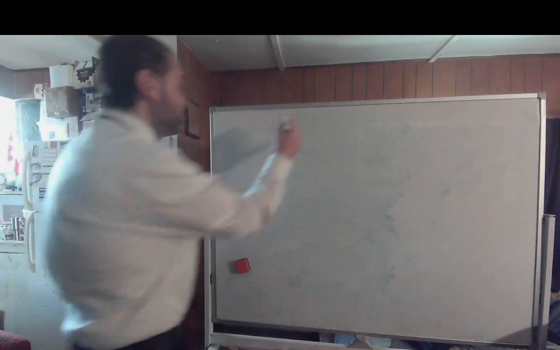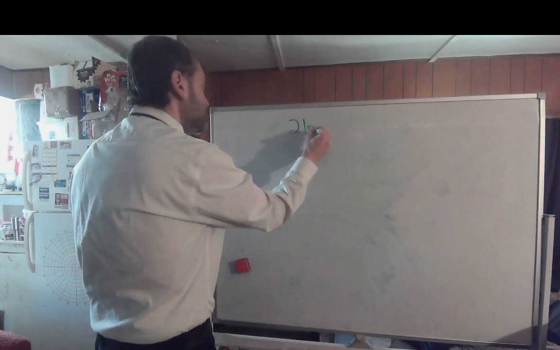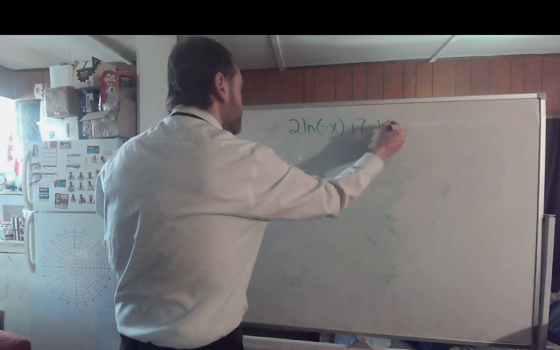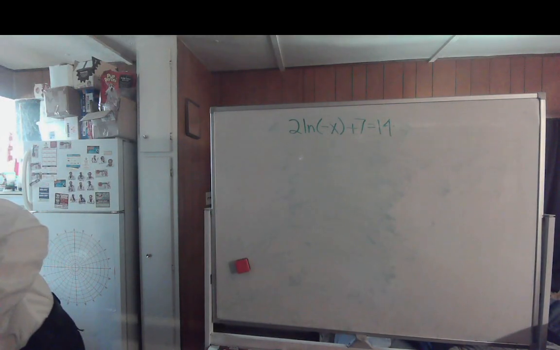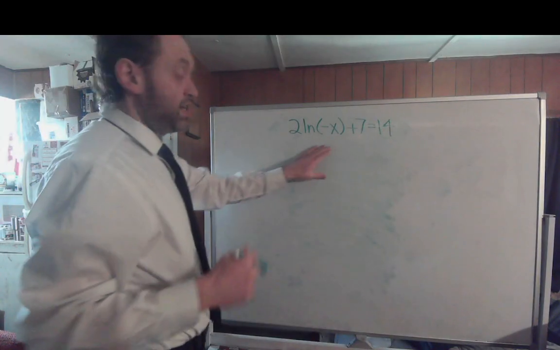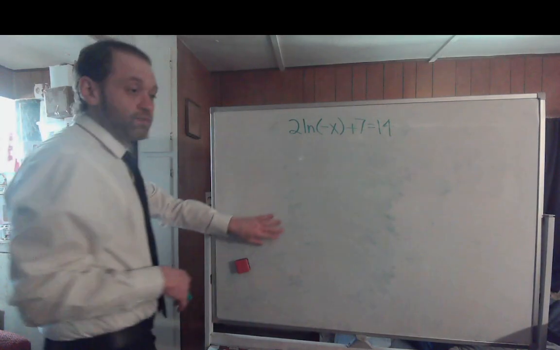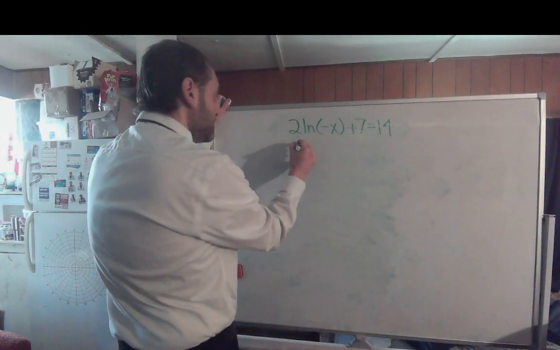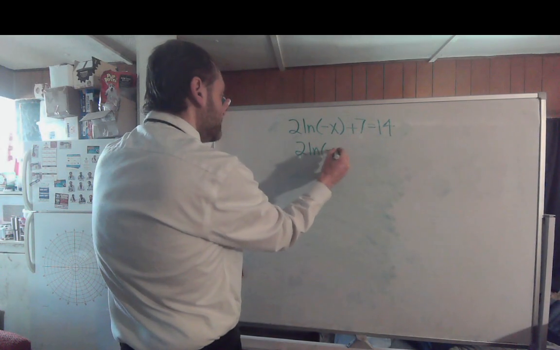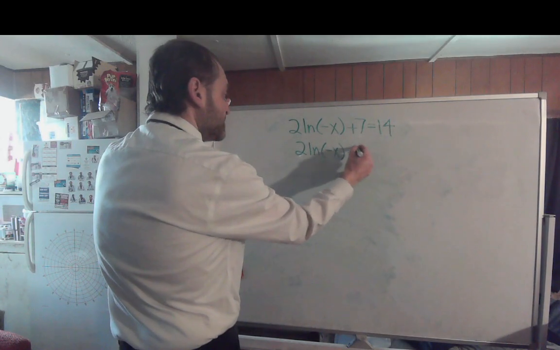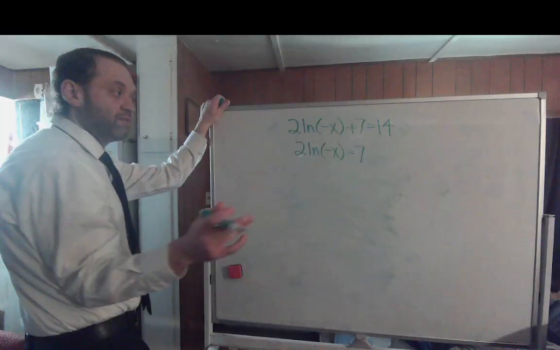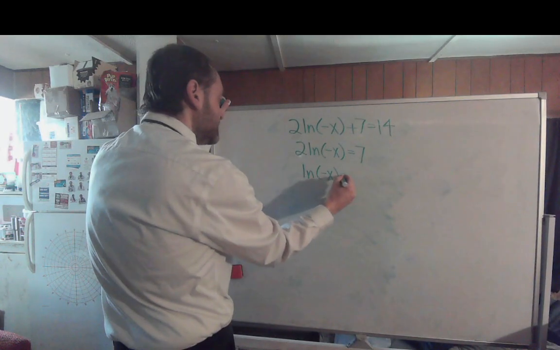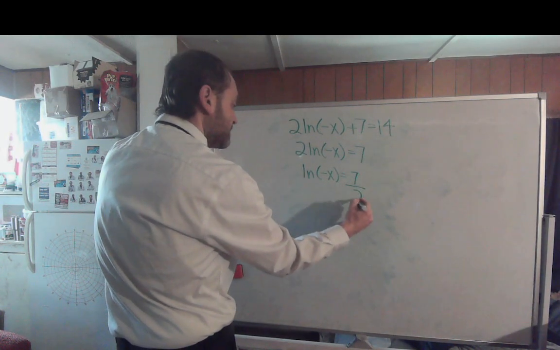Good one. So we have 2 times the natural log of -x plus 7 equals 14. Well, let's get 2 times the natural log of -x by itself. So 2 times the natural log of -x would equal 7. Now get that natural log of -x by itself. You'll end up getting the natural log of -x equals 7/2.